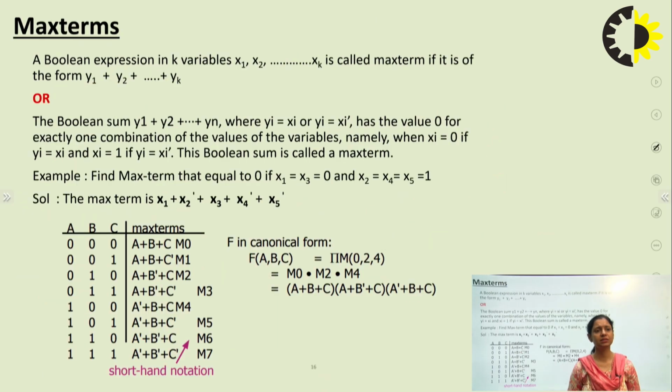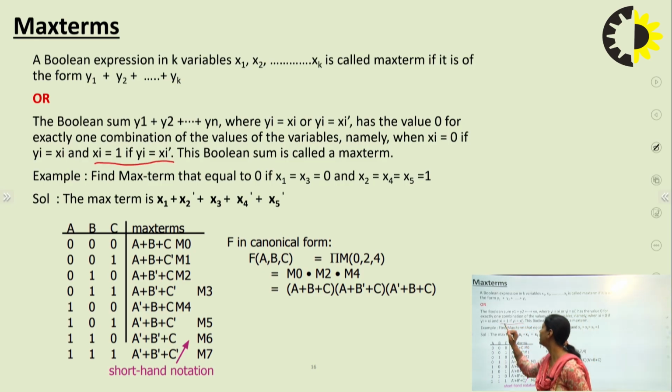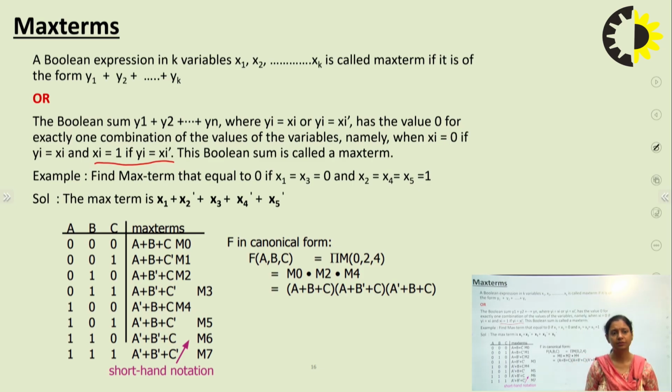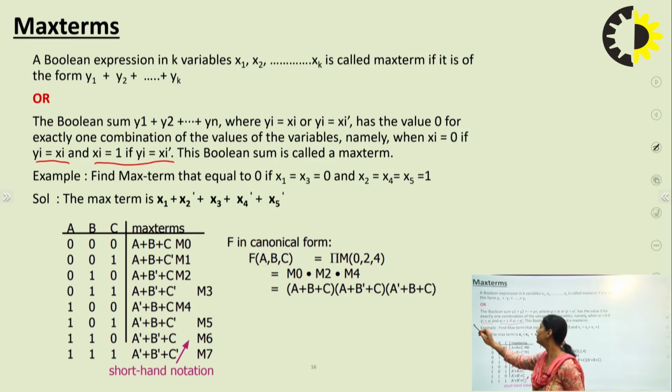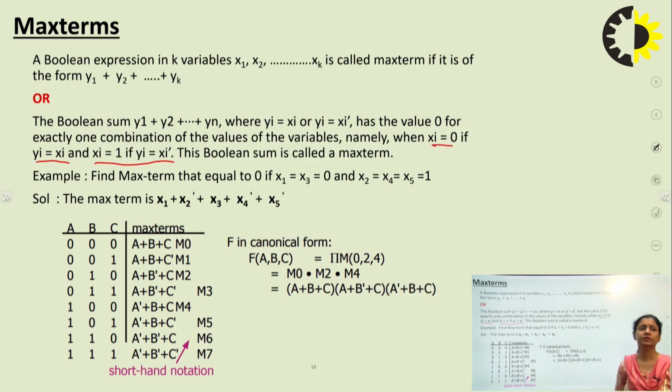Max terms are just the opposite of the minterms. In the minterms, we are considering the product part. In the max terms, we will be considering the sum of them. So a Boolean expression in k variables x1, x2 to xk is called a max term if it is of the form y1 plus y2 plus y3 till yk. Here again we have an opposite part. The value yi would be equal to x complement only when xi is 1. Similarly, yi is equal to xi only when the value of xi is 0. So this is the opposite part.